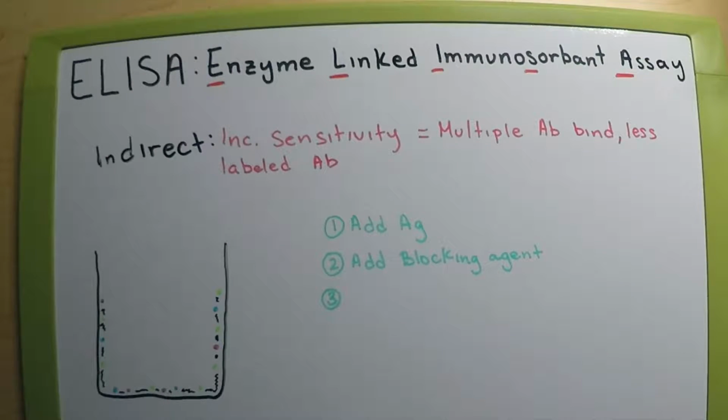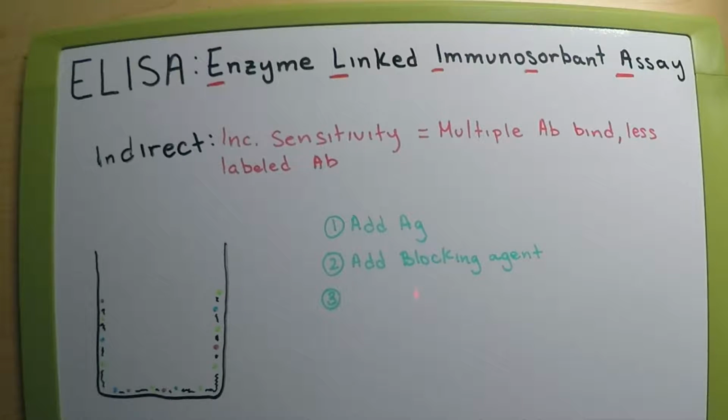Continuing on to our indirect ELISA, we have an increase of sensitivity, which means that we're going to use multiple antibodies to bind, which from a cost saving perspective is beneficial because we have to buy less of that labeled antibody, which is going to cost more than just say regular antibodies that will bind to any antigen.